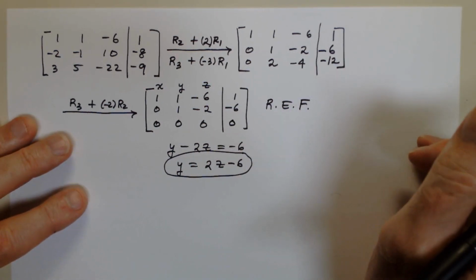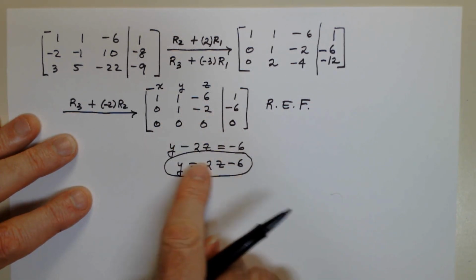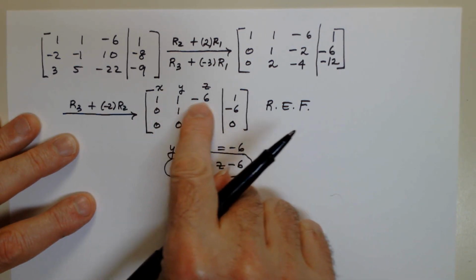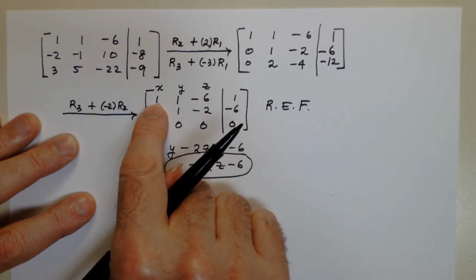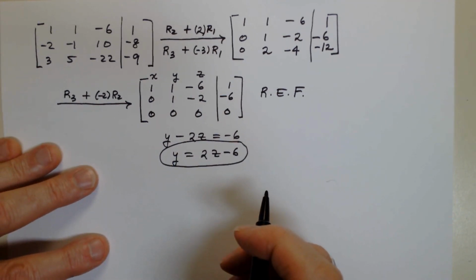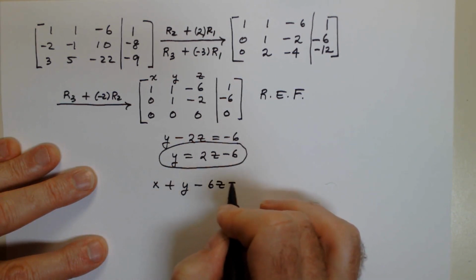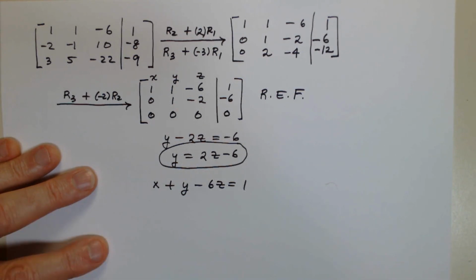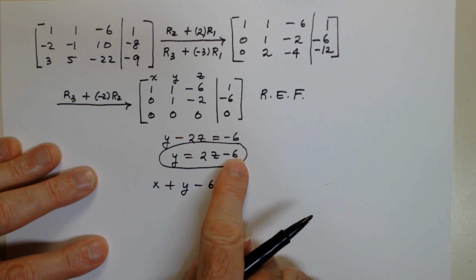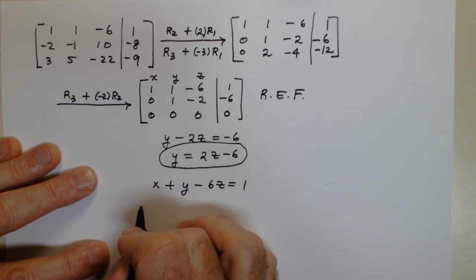So one thing I can get out of that second equation here is that there's a relationship between y and z that I can express as y equals 2z minus 6. Now if I look at this first equation, I get a relationship in x, y, and z, right? It's going to be x plus y minus 6z is equal to 1. But I know from above, I can replace the y by 2z minus 6. So in principle, I can write x in terms of z. So let's do that.